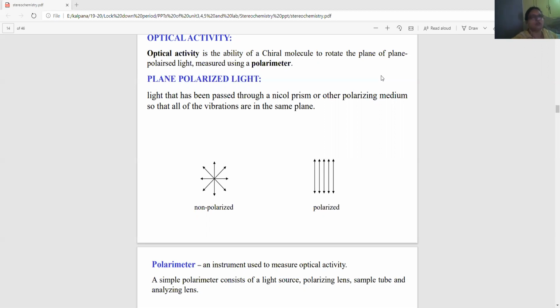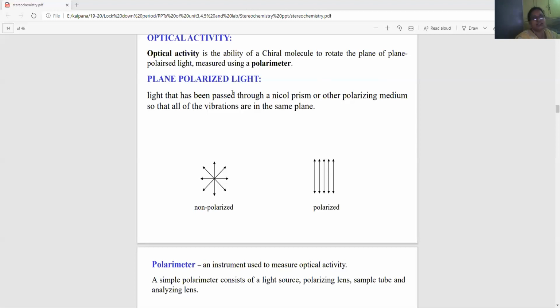Optical activity is the ability of a chiral molecule to rotate plane polarized light, measured using a polarimeter. So what is that? Optical activity is nothing but a chiral molecule rotating the plane of polarized light in a clockwise direction or in an anti-clockwise direction. That is called optical activity.